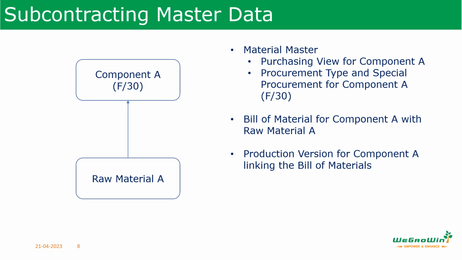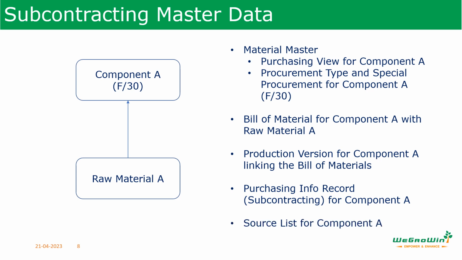Bill of material has to be created for component A with the raw material A as child material. Production version must be created for component A with the link to bill of material. In S/4HANA, production version is mandatory to carry out the subcontracting process. Subcontracting purchasing info record has to be created for component A. Source list for component A is an option.